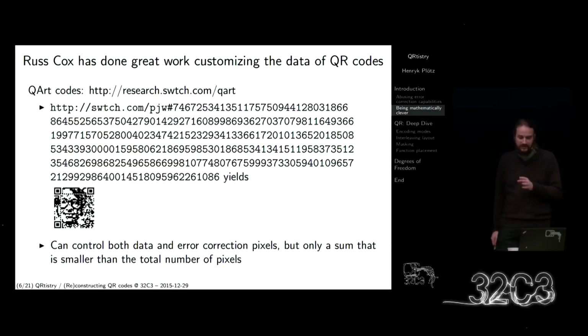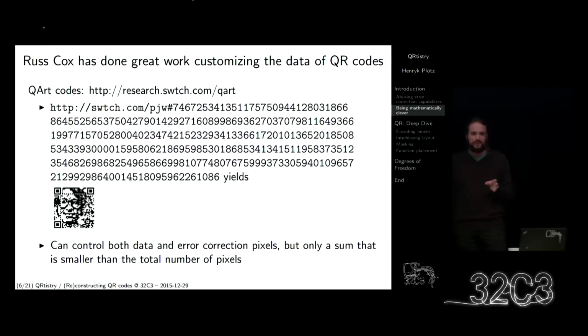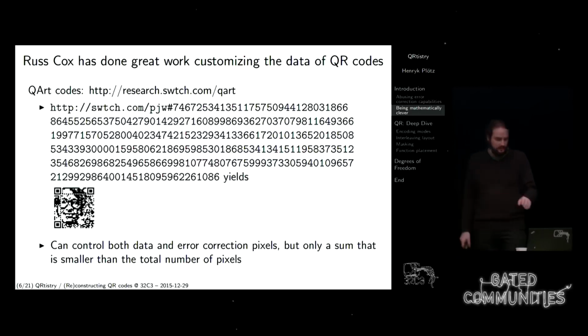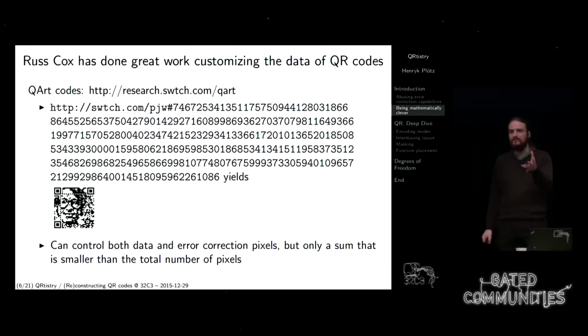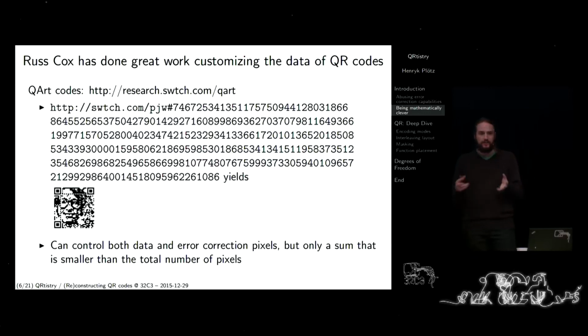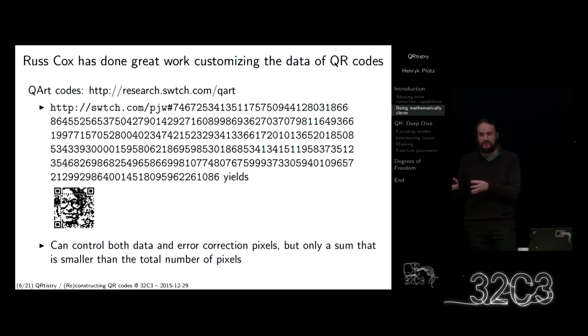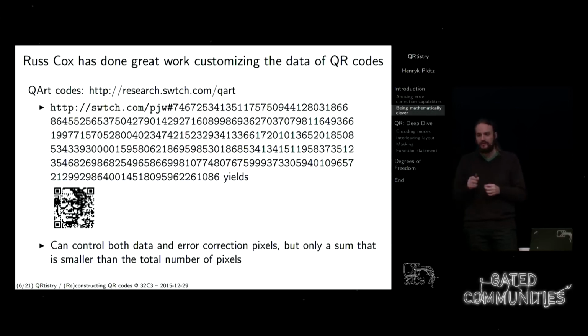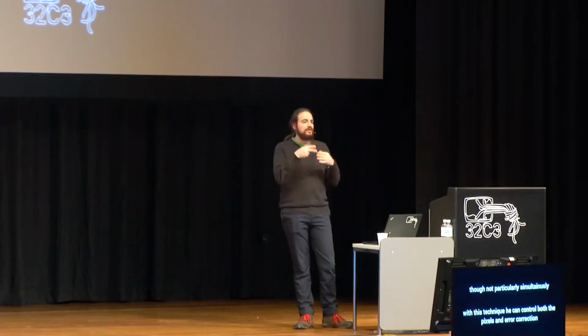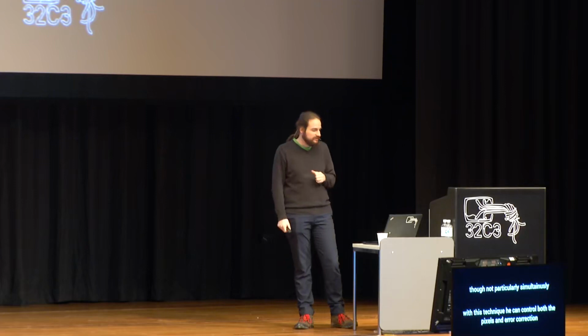With this technique, he can control both the data and error correction pixels, though not particularly simultaneously. A QR code, for example, has 26 words in total. 16 of those are data, 10 words are error correction. Of course, you can only control the data, so at most you can control 16 words in total, like 10 data words and 6 error correction words.